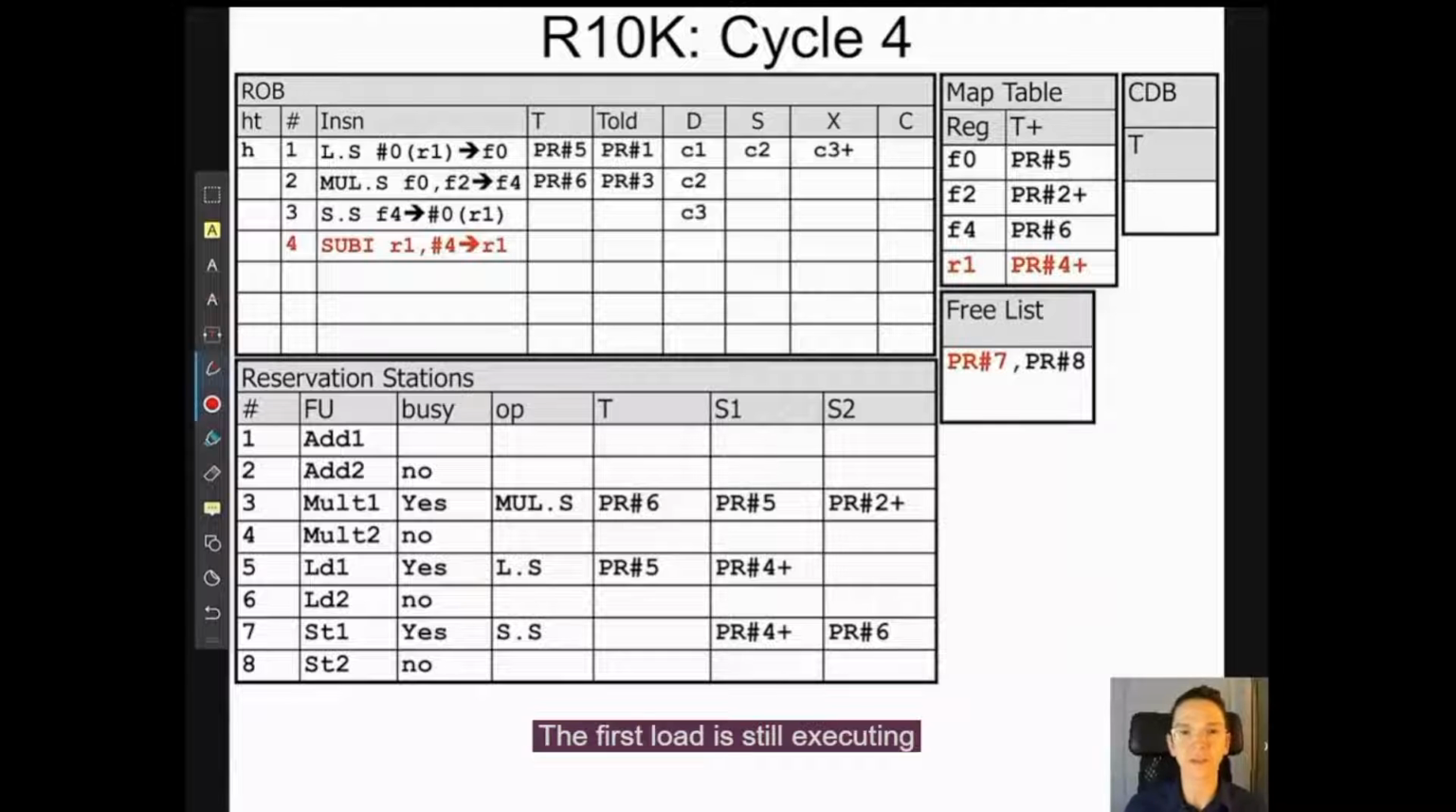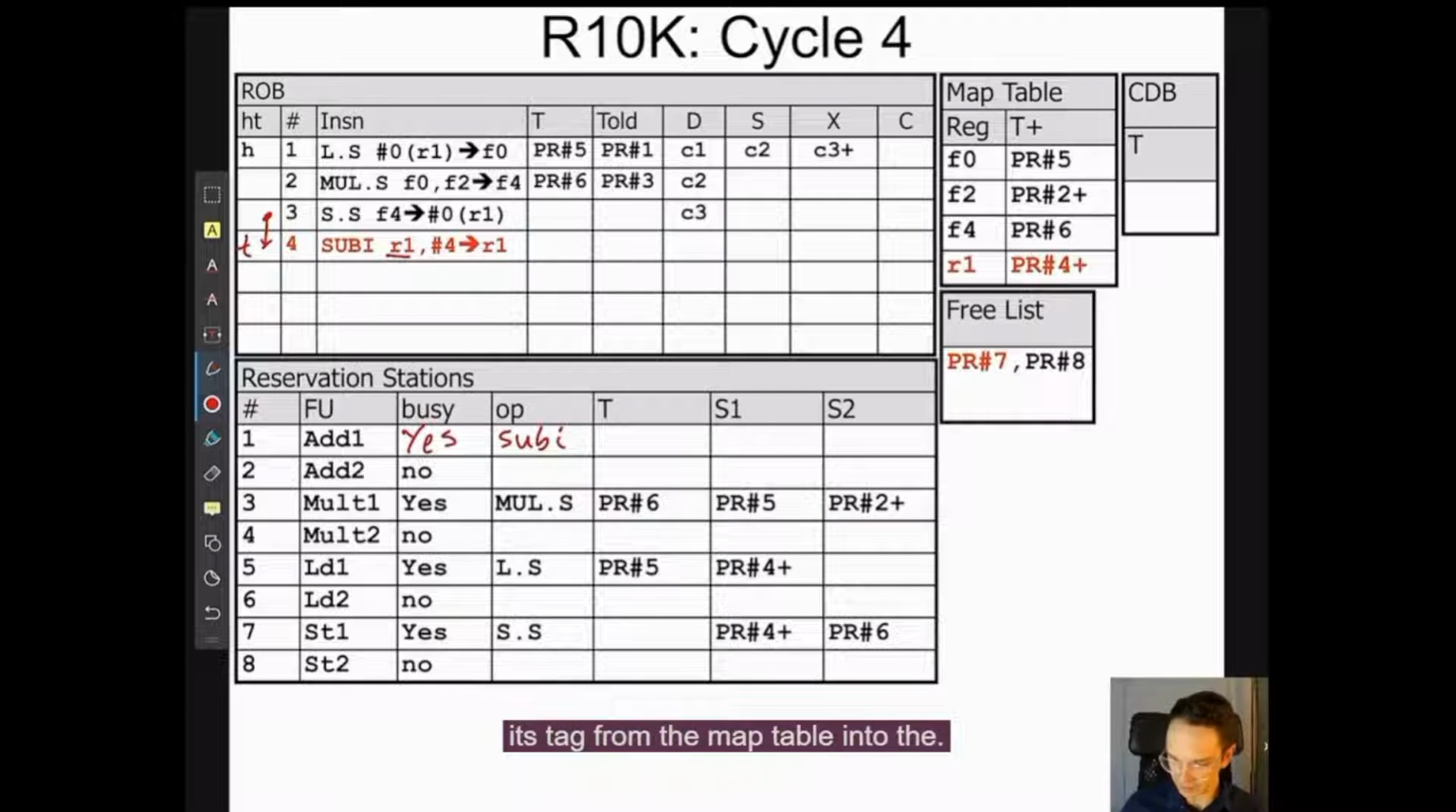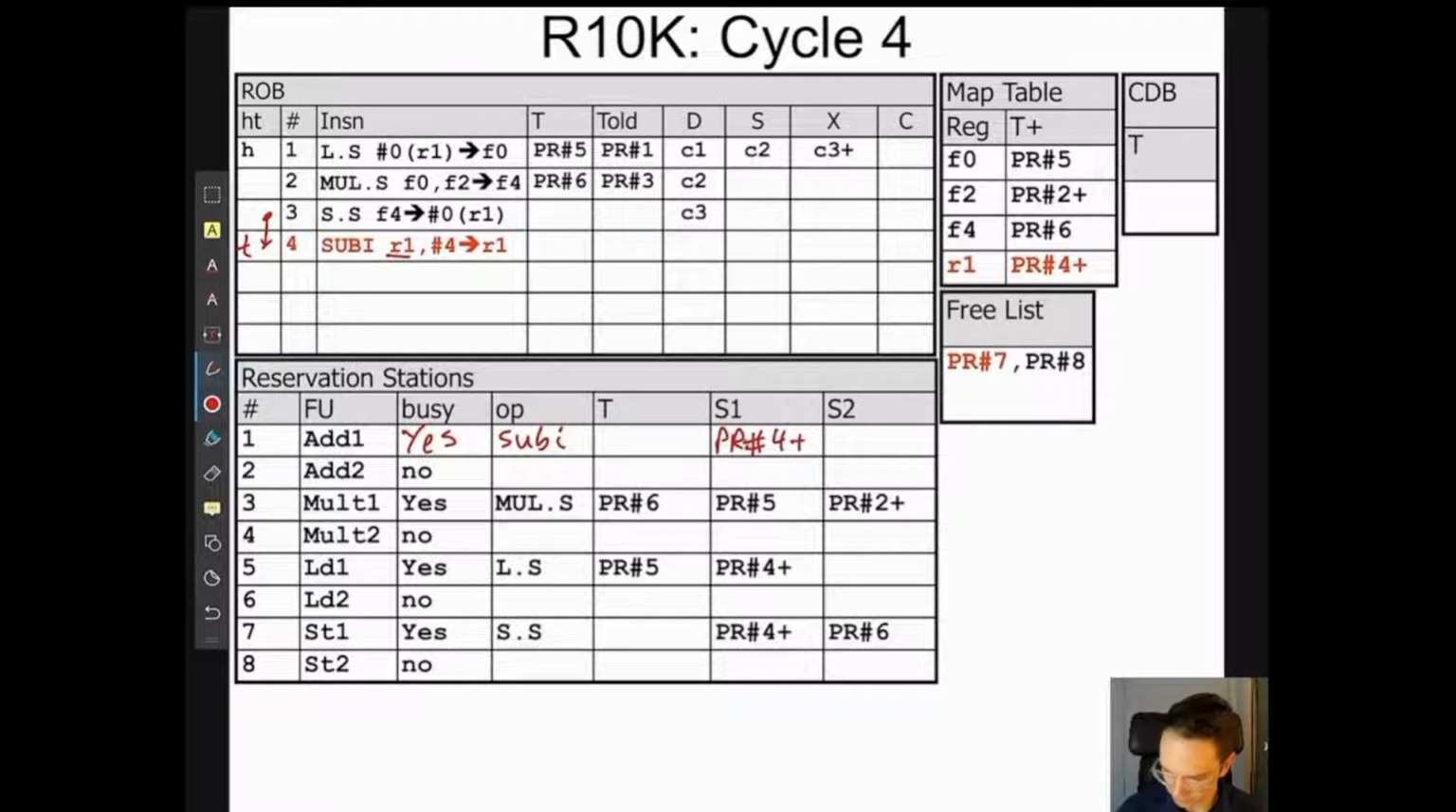The first load is still executing and no instructions can issue, so we look at the dispatch and we've popped a subtract instruction from the instruction fetch queue. We move the tail pointer downward, allocating a reorder buffer entry, and we allocate a reservation station entry for this instruction. It reads register R1, so we copy its tag from the map table into the source operand tag field, which is ready, but it also outputs register R1.